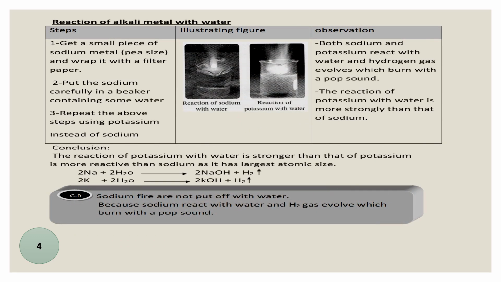Now we will talk about the reaction of alkali metals with water. We said that if we put sodium and potassium in water, it produces what? Alkaline solution. If we put sodium, it produces NaOH. If we put potassium, it produces KOH. And both of them produce what? Hydrogen gas that evolved with pop sound. And we said that the reaction of potassium is stronger than sodium because of its activity.